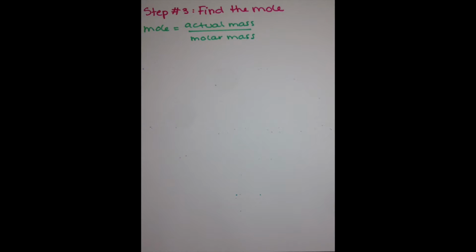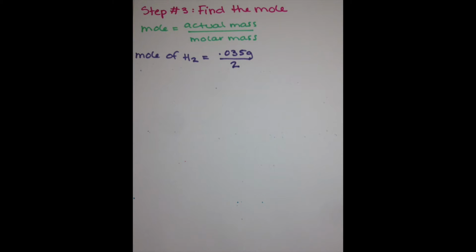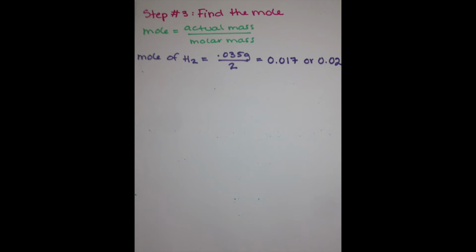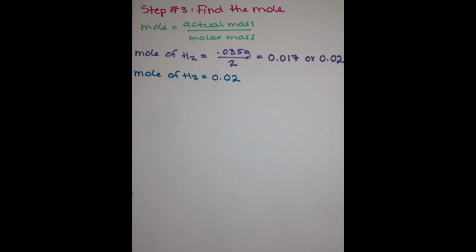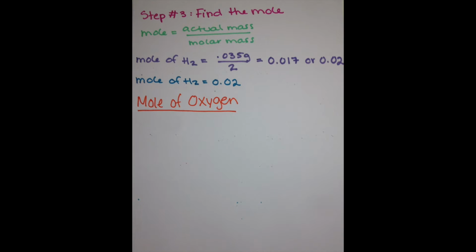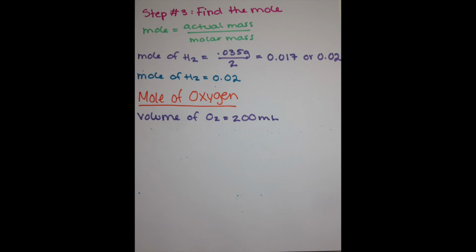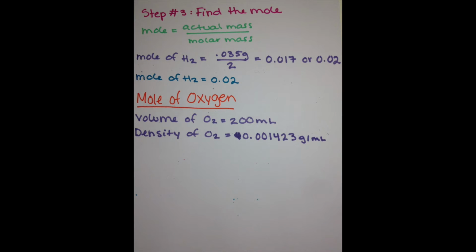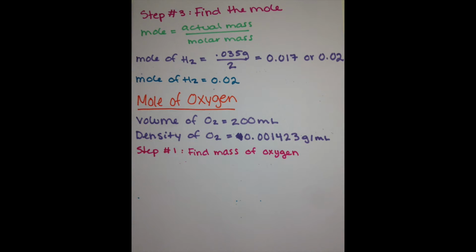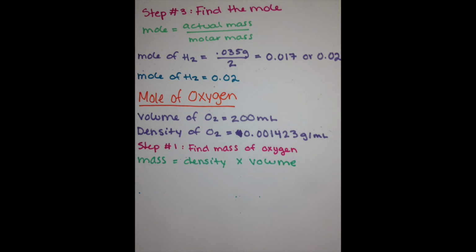Here you would place 0.035 over 2, and that would give you the mole of 0.018 or 0.02. To find the mole of oxygen, we repeat these steps. Since we need to know the mass of oxygen in order to find the mole, we will find the mass by using mass equals density times volume.